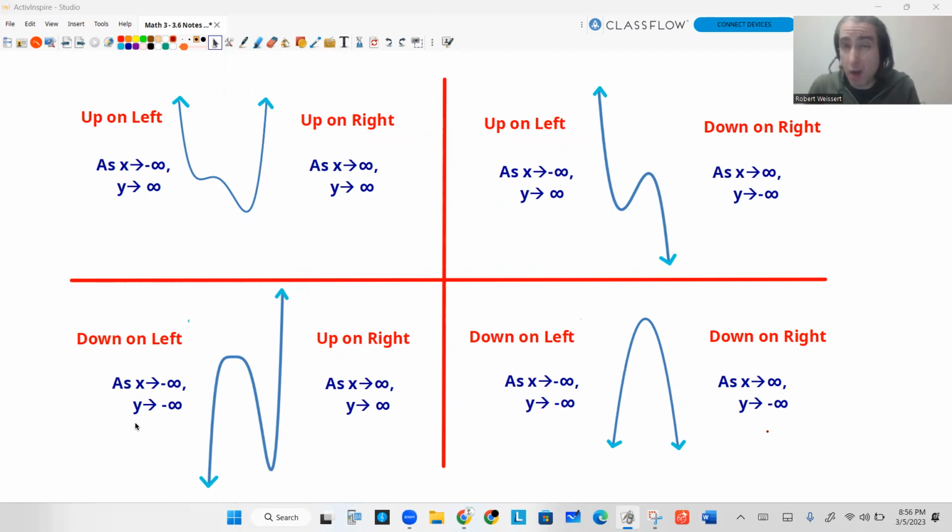In other words, x is always going to go to negative infinity on the left side. On the right side, you're going to say x is going to infinity. And then if it's going up, you say y is going to infinity. If it's going up on the right, y goes to infinity. If it's going down on the right, y goes to negative infinity, but x will always go to positive infinity on the right side of your graph.